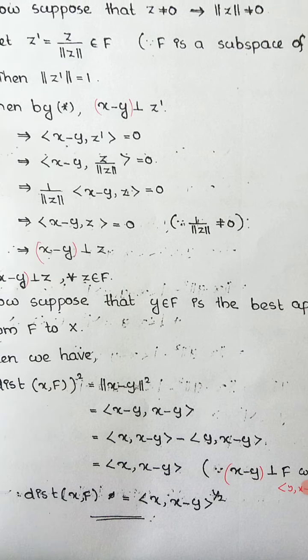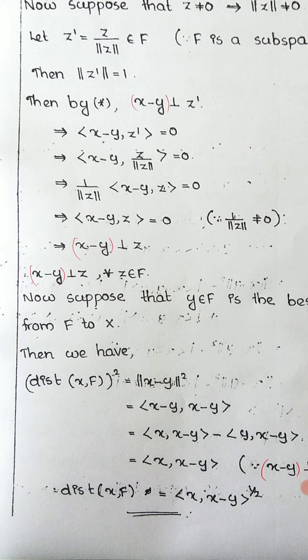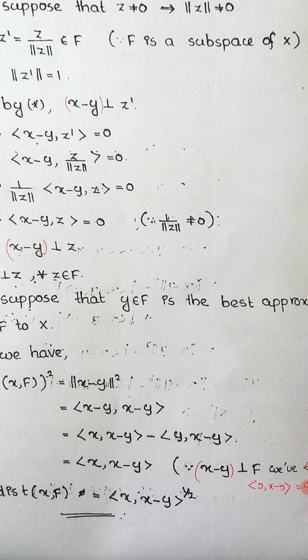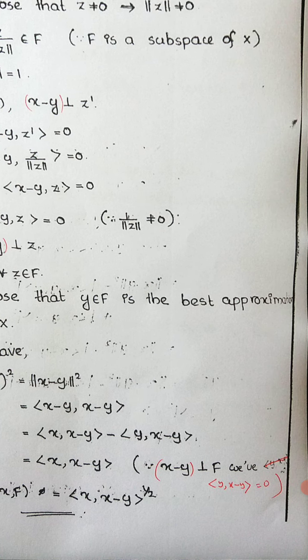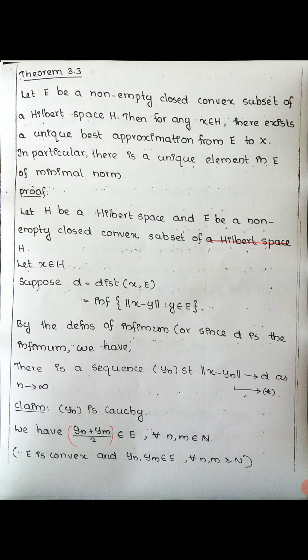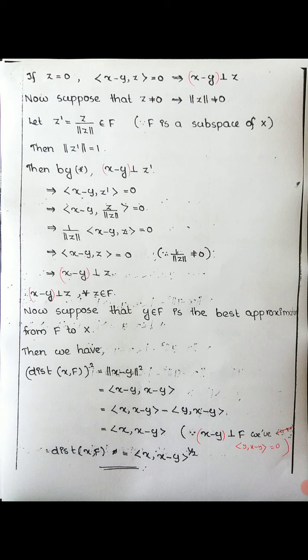Now suppose that y in F is the best approximation from F to x. Then we have a distance formula. Distance of x from F squared, which we had written earlier, is now norm of x minus y squared, which is the inner product of x minus y with x minus y. Since x minus y is orthogonal to F, the inner product of y with x minus y is 0. The second term is 0. Since this is a square, on the right hand side we take the square root, that is, the inner product of x minus y raised to half. So our distance of x from F is equal to the inner product of x minus y raised to half. That's all about the first theorem. We conclude it here.